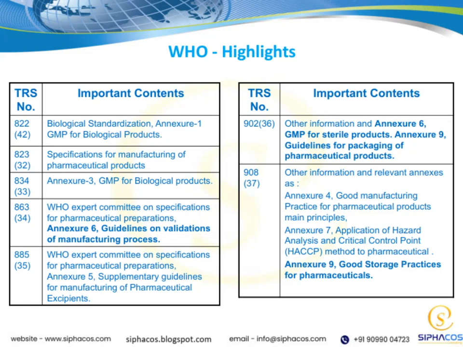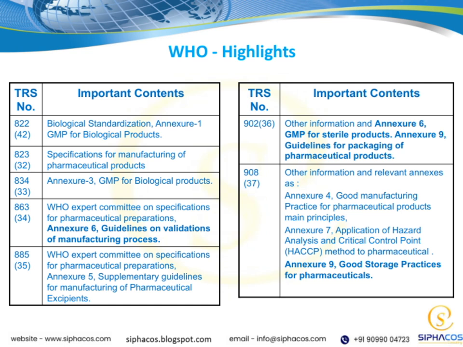Let's take a closer look at some key references and guidelines from the WHO documents. Starting with TRS number 902, 36, this covers other important information, including Annexure 6, which details GMP for sterile products, and Annexure 9, which provides guidelines for the packaging of pharmaceutical products. These are crucial because they ensure that sterile products are manufactured under strict quality controls and that packaging preserves product integrity. Moving on to TRS number 908, 37, this includes additional relevant annexes.